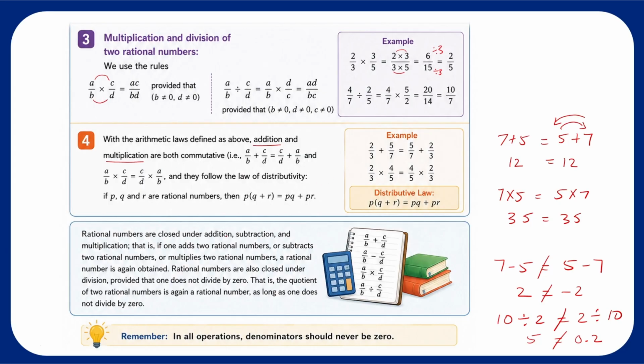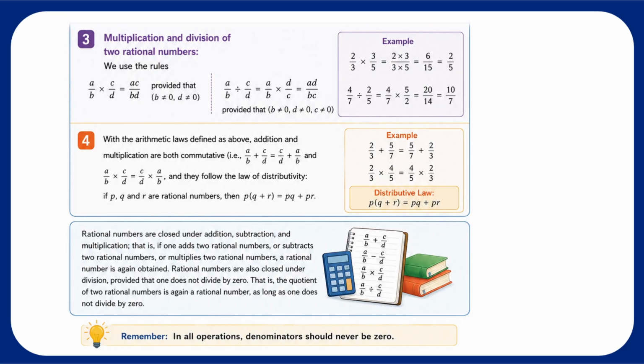So rational numbers are closed under addition, subtraction, and multiplication. That is, if one adds two rational numbers or subtracts two rational numbers or multiplies two rational numbers, the result is always a rational number. Rational numbers are also closed under division, provided the denominator is not 0. Now that we have got to know what rational numbers are and also how to perform operations on rational numbers, we can start discussing the questions on this exercise.